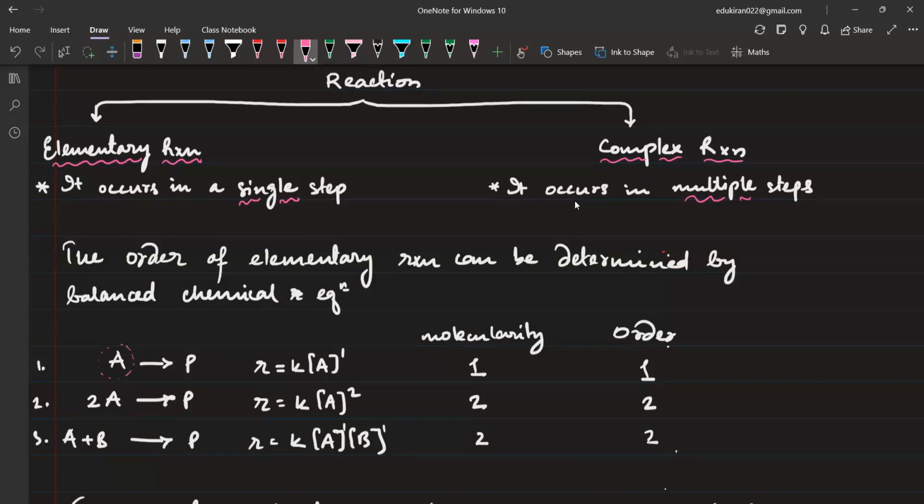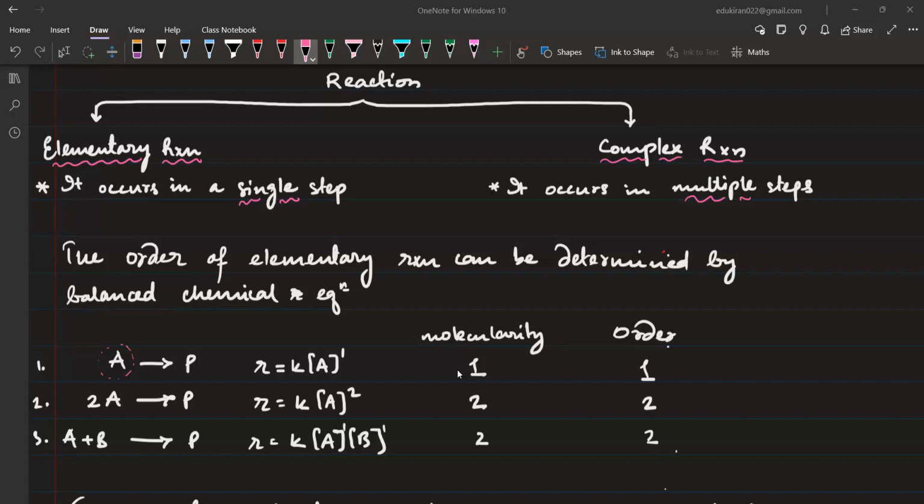Single step में अगर हो रहा है and we are having 2A and it is giving me product, then the one thing यहाँ पे एक चीज जो आप लोग यहाँ पे समझिएगा, that is molecularity. Molecularity just means the number of molecules acting as reactant. यहाँ पे molecularity भी 1 है, order भी 1 है. When 2A is giving product, then the molecularity is 2 and the order is also 2. When A plus B is giving me product, then in that case molecularity is 2 and order is also 2. With respect to A, the order is 1, B also, the order is 1.